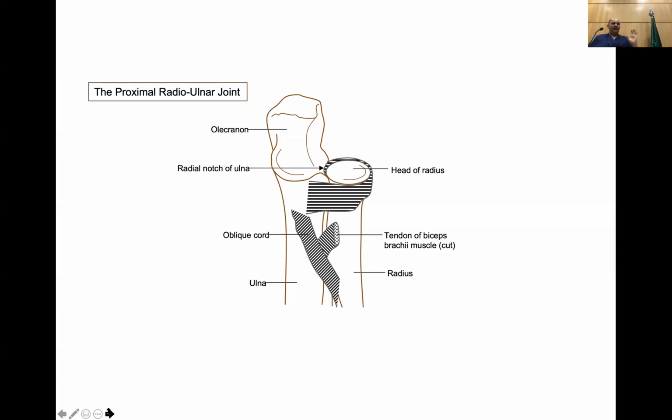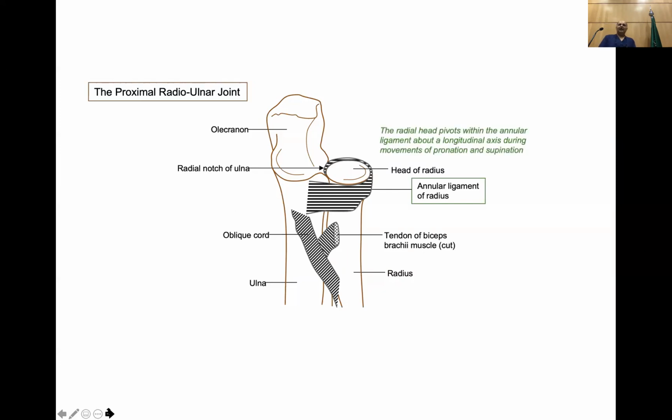The ulna and radius go close by this strap. And this strap, which is going over, is called the annular ligament. Are we good? And this is primarily the making point of my superior radio-ulnar joint.